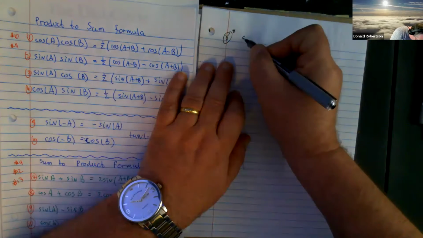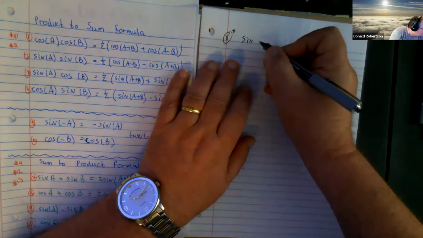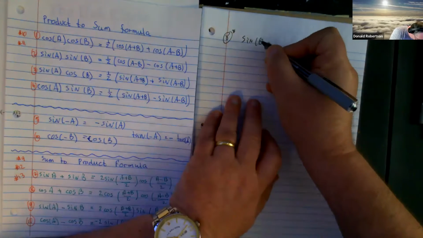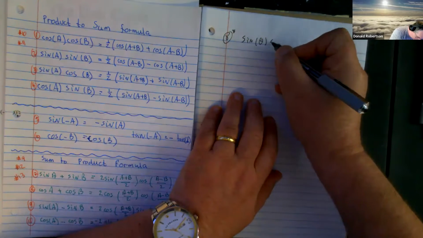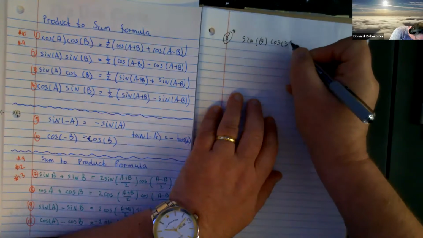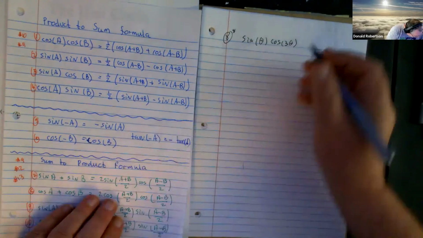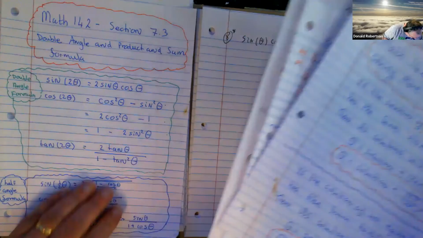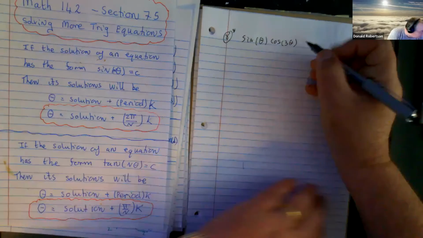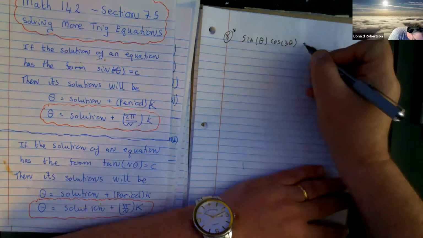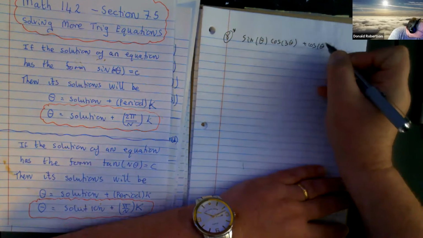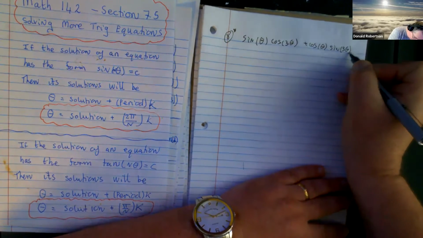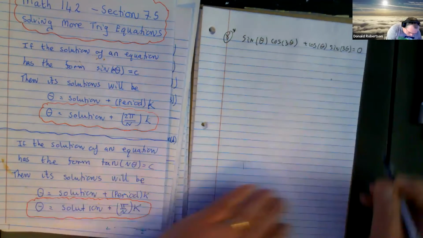And we are going to use it to solve sine of theta cosine of 3 theta. Oh, actually, it's not that one. Where is my addition and subtraction formula? Oh, I know the answer anyway, so it doesn't matter. Plus cosine of theta sine of 3 theta equals 0.